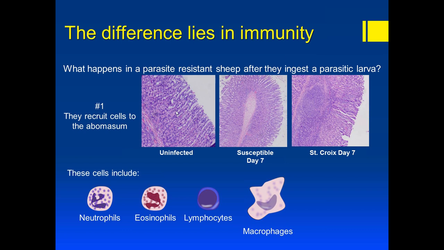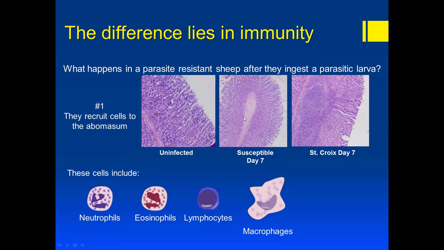And what we can do is see the different cells that are infiltrating the area. In uninfected animals, you don't see a lot of purple cells. They're here as we go through the villi of the mucosa of the abomasum, but not like what you see here. Here's a susceptible sheep, a three-way cross, a Rambouillet, Finn, and Dorset cross at Virginia Tech. You can see a lot of these purple cells surrounding the basement membrane of the abomasum. But compare that to the massive amount of purple that you see here. I really call this picture kind of an eye of inflammation.